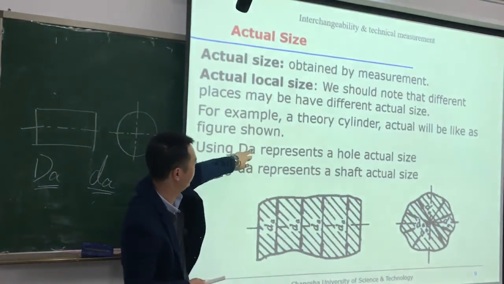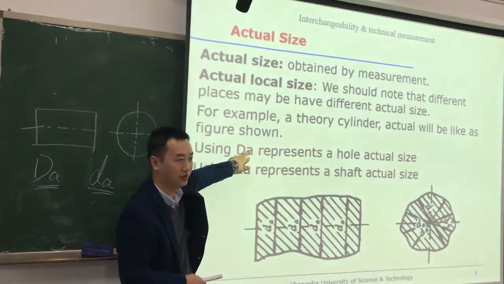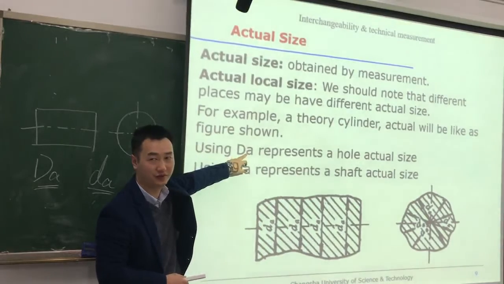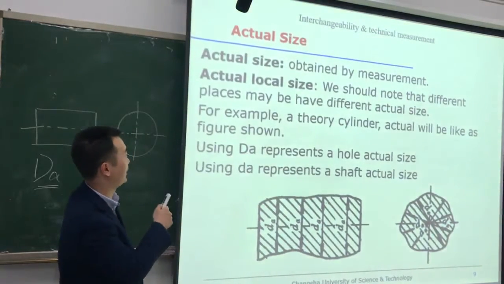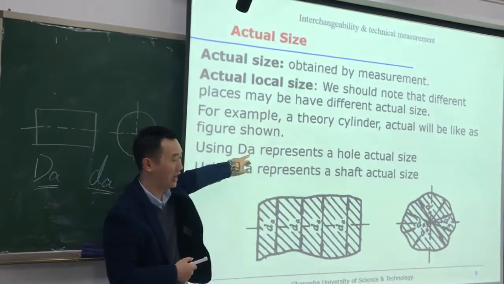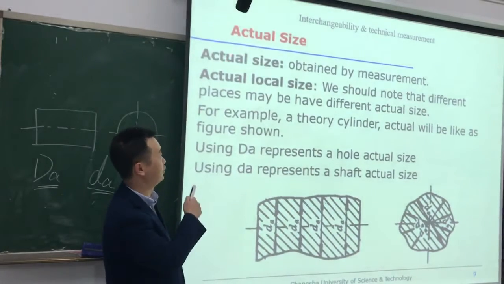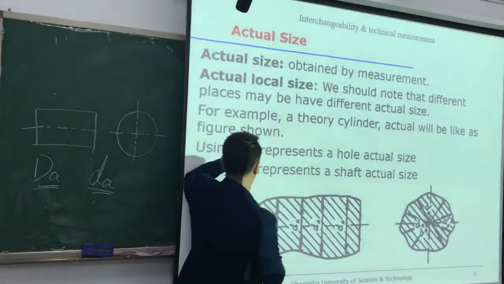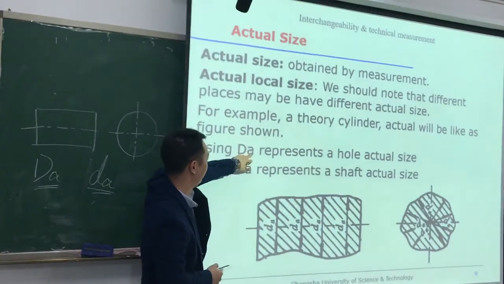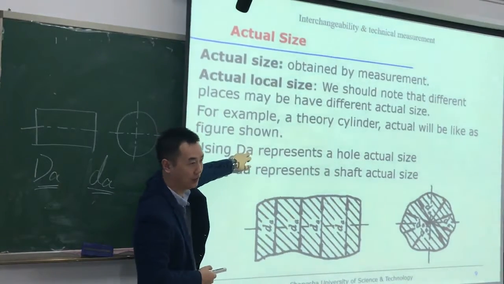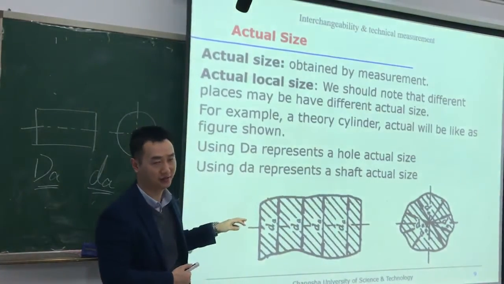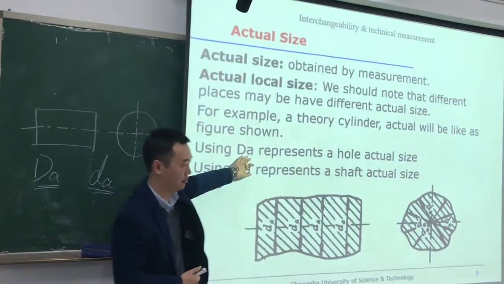So what does this lowercase a mean? What do you think? We are talking about the actual size. So the a means actual. Because we will use the capital D with a different footprint. Here we use a, it means actual size. So you need to remember this.